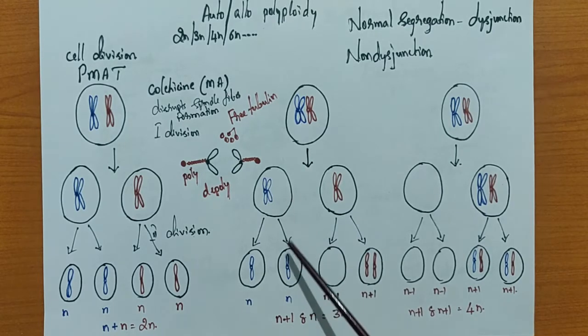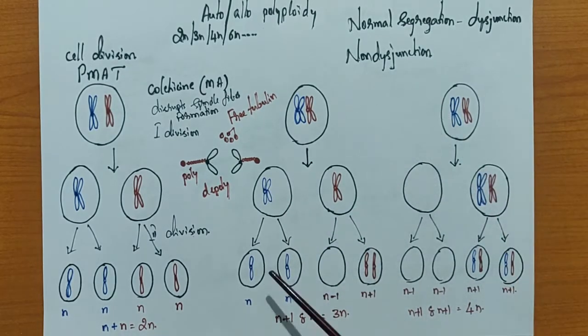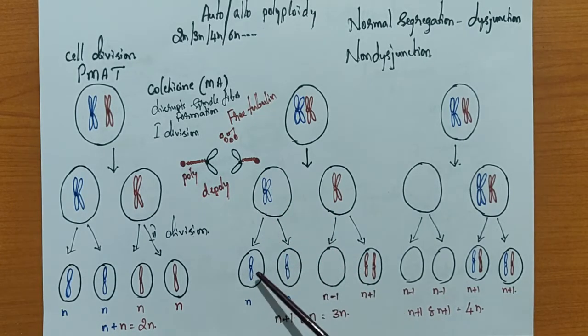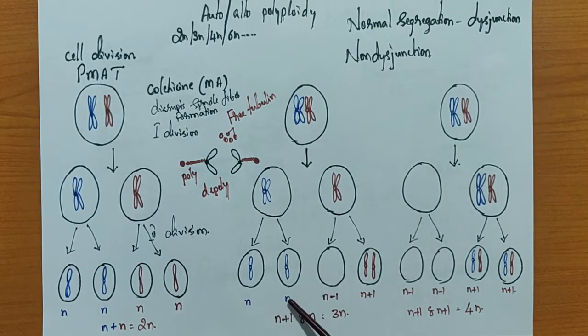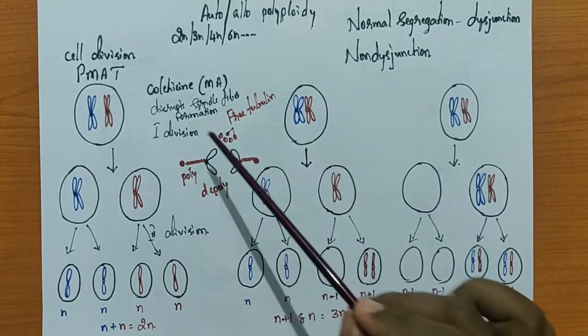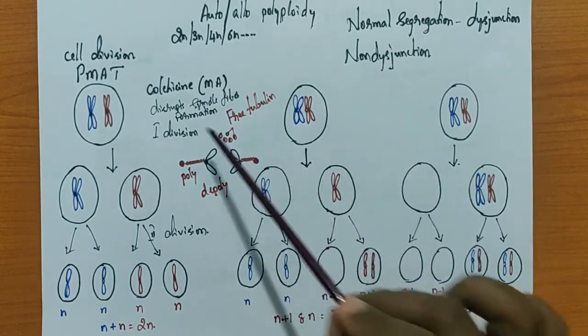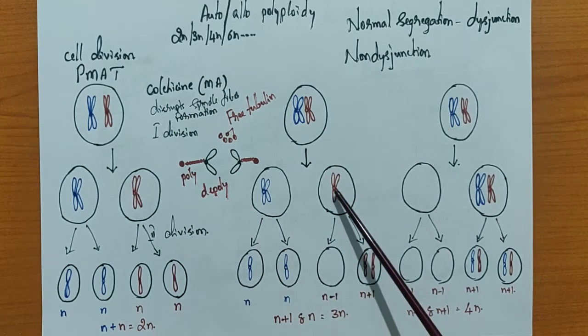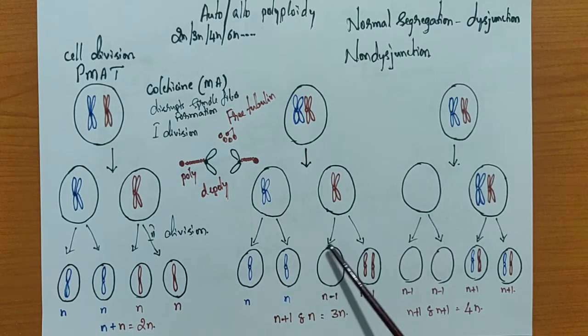Now in the second division, there is a mistake. Non-disjunction takes place. This daughter cell divides normally, so we get gametes with n and n. However, in this daughter cell, because of the colchicine interference, there is a non-disjunction because the spindle fibers are disrupted. So it is not equally distributed. One cell will not get any chromosome, whereas the other cell gets an extra chromosome. In the normal case, all 4 gametes have n. But here, this is n, this is n, so these 2 gametes are perfect, whereas the other two gametes are n minus 1, with no chromosome, and n plus 1.